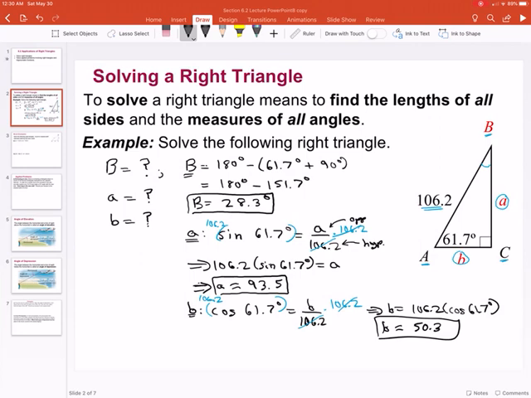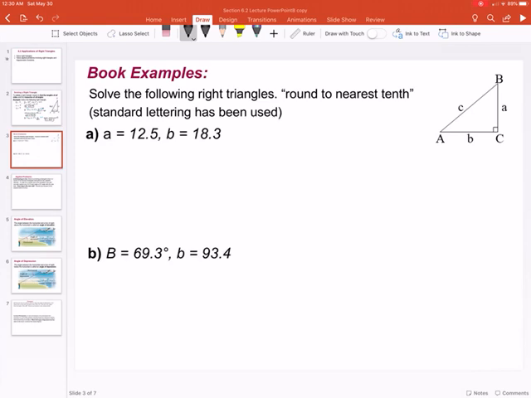So again, that's using some of our trig functions from section 6.1 to help us in that problem. Use a little trig to solve it. Let's move on to a couple examples here on the next page.